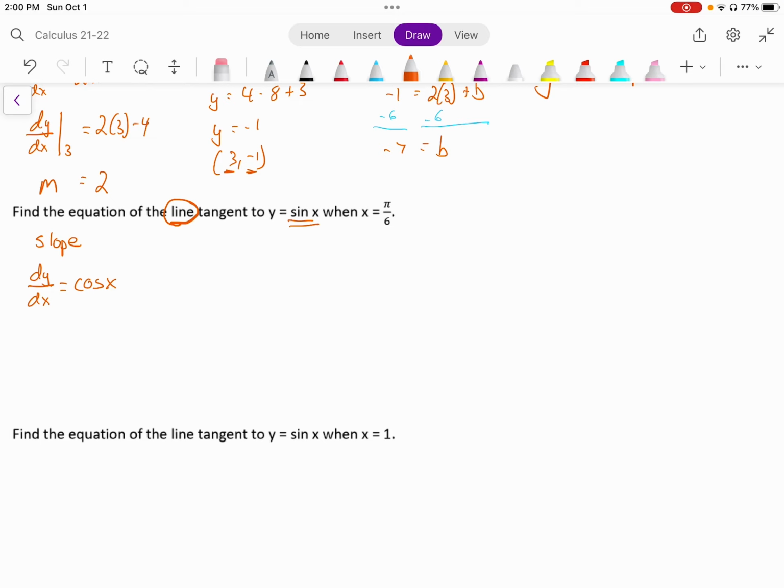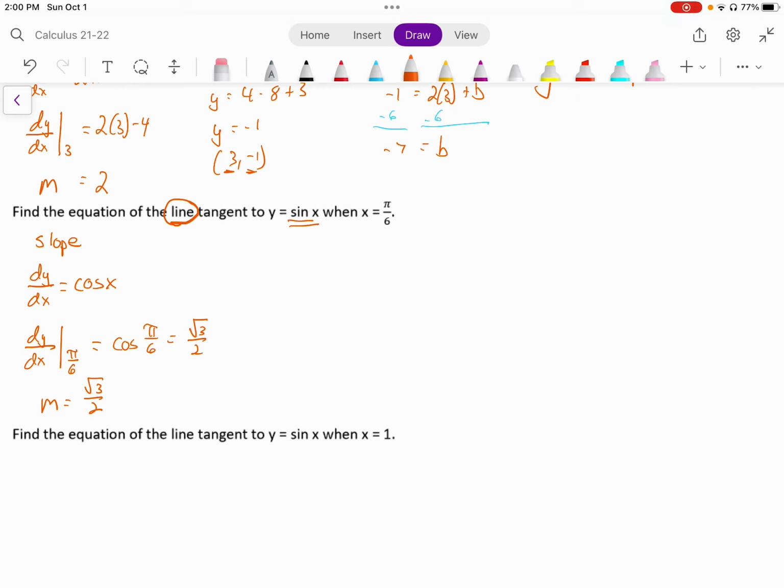Well, we want it at a specific point. So we want dy/dx when x is equal to pi over 6. That's cosine of pi over 6, which we know is root 3 over 2. So the slope of our line is root 3 over 2.